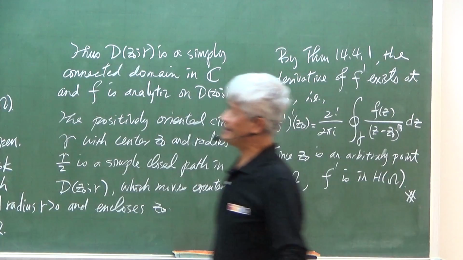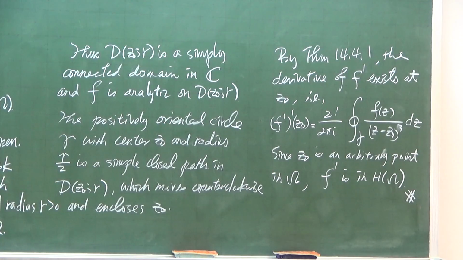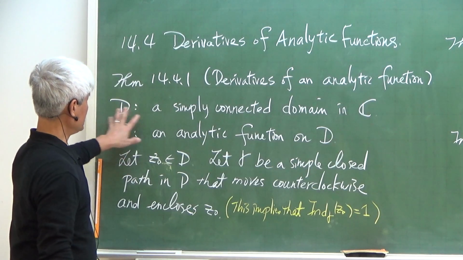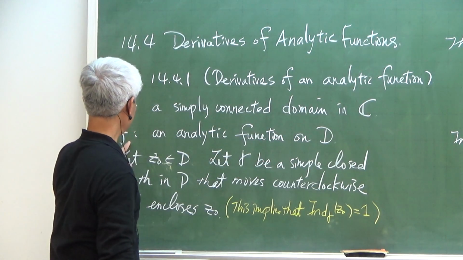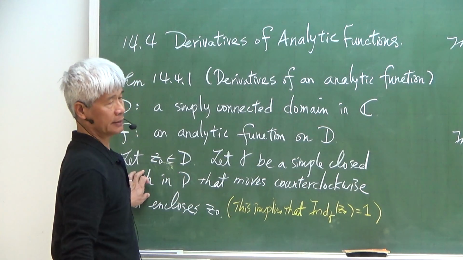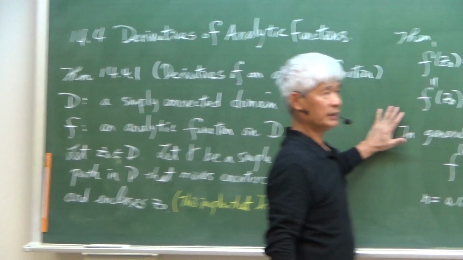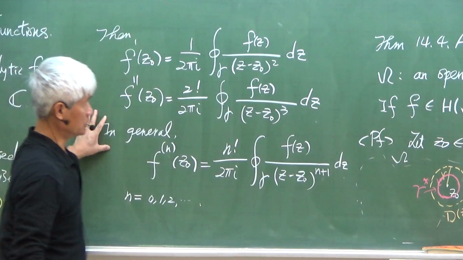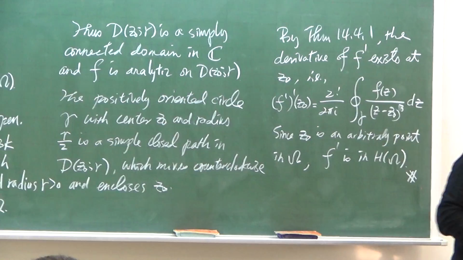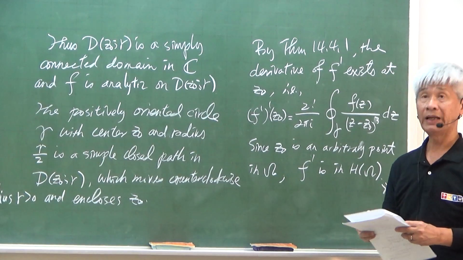So you can see, even though the theorem is kind of restrictive, meaning that the domain is a simply connected domain and that the path is a simple closed path, the result is already powerful, to prove such a general result. Any questions?